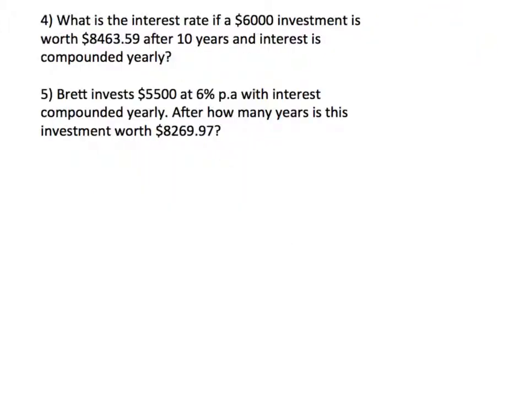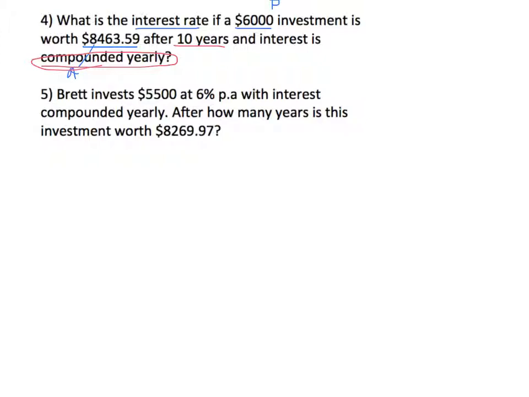Okay. What is the interest rate? So this question now is asking us to find R if a $6,000 investment, so that's P, is worth $8,463.59, so that's A, after 10 years, and interest is compounded yearly. So compounded yearly, that means we want R in terms of years and N in terms of years, which is good, we've already got that.